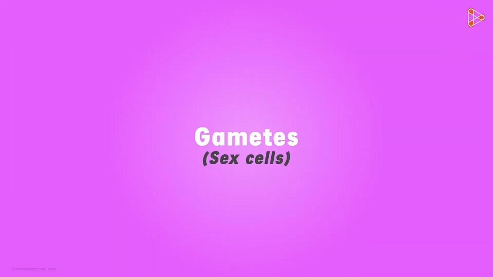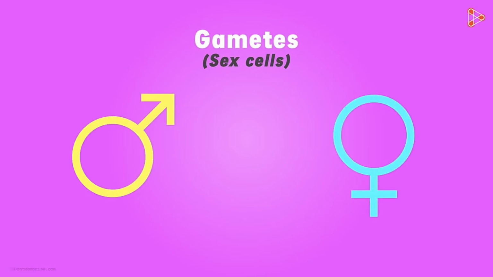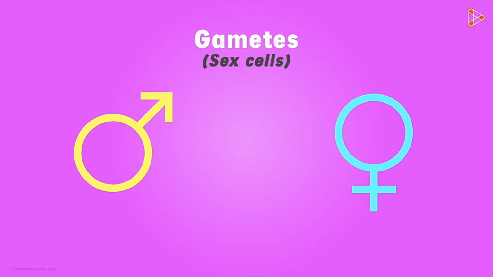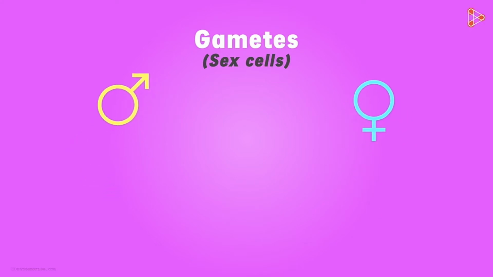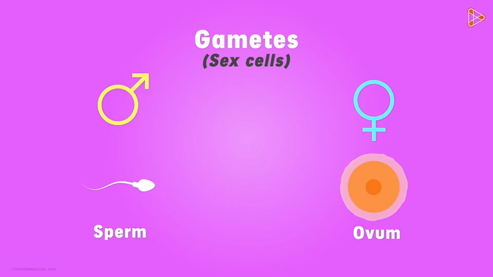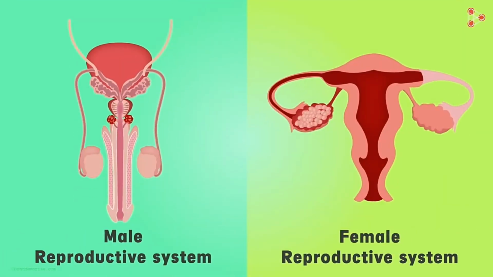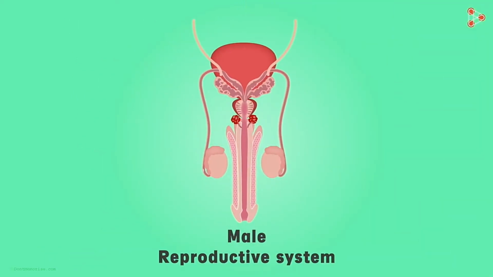Gametes are sex cells and are different in both males and females. Do you know what they are called? Yes, we have come across these terms. The male gamete is called sperm, while the female gamete is called ovum. In order to study them, we first need to take a glance at the reproductive systems. This will give us an idea of how the gametes are produced and help us understand the fertilization process better. So in this video, let us learn about the male reproductive system.